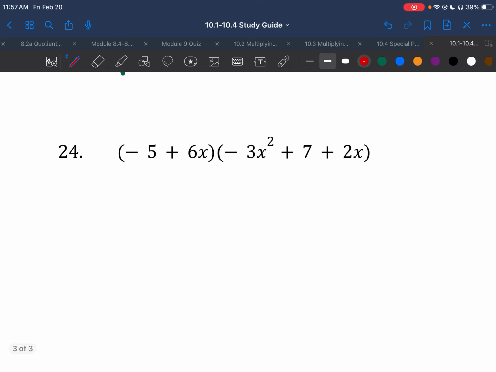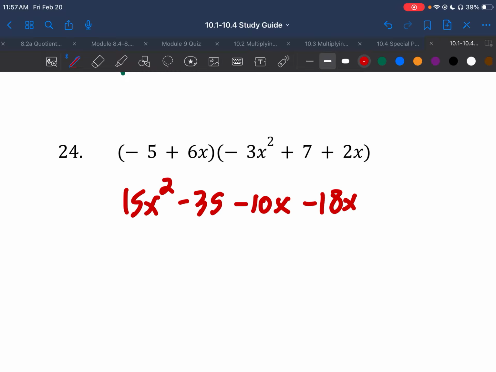Number 24. We distribute the 5 first, and I get positive 15x squared minus 35 minus 10x. And then we have minus 18x cubed plus 42x plus 12x squared.